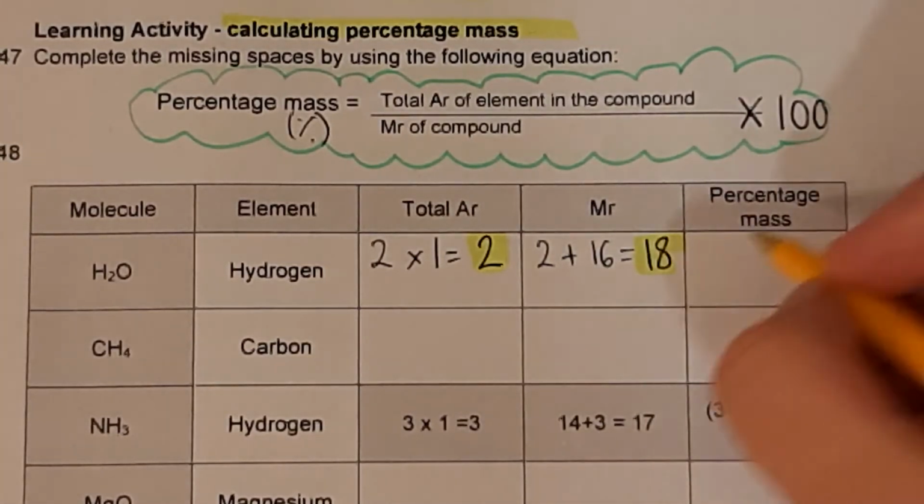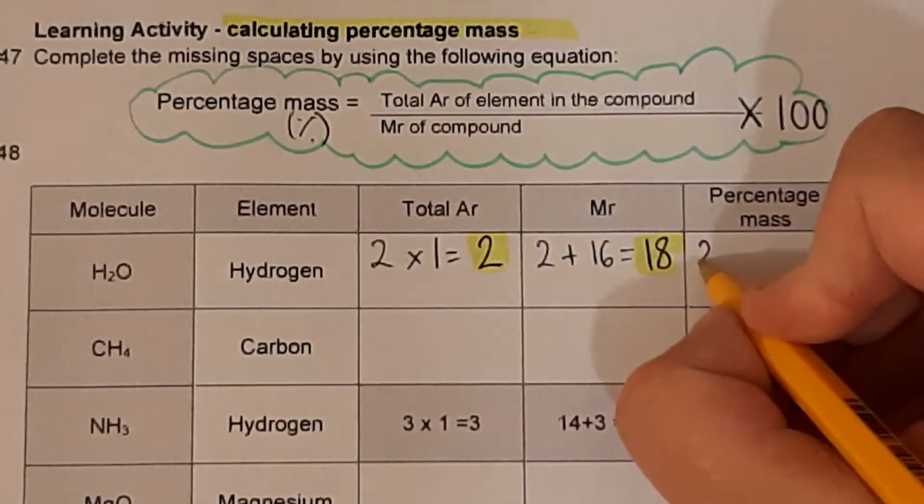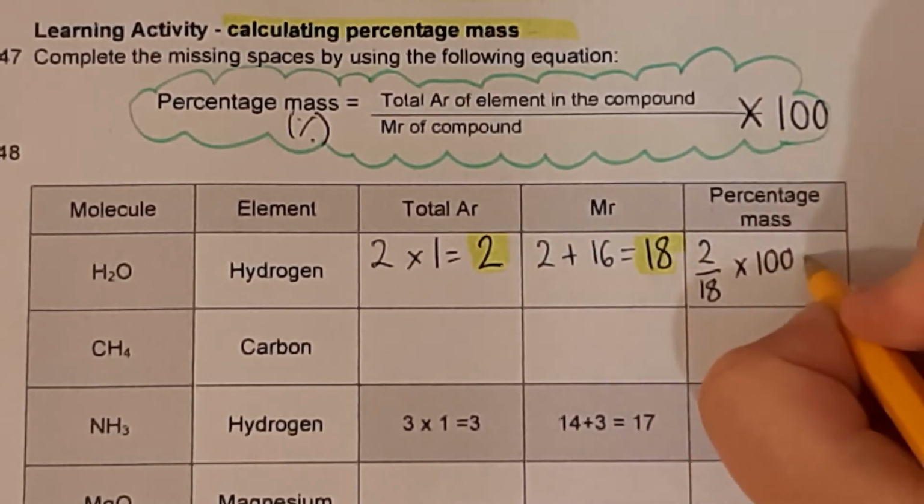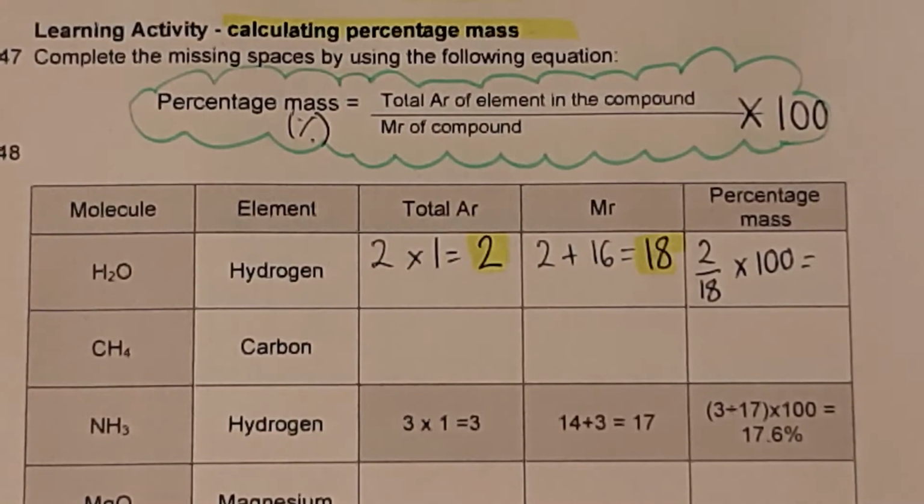Now to calculate this, it is going to be 2 divided by 18, all multiplied by 100, and that gives us 11.1 recurring, but 11.1%. Okay, so remember, if there is a very large number of decimal places, if you could round it to 1 decimal place, that would be wonderful. Okay, so you've seen how this works, the method.